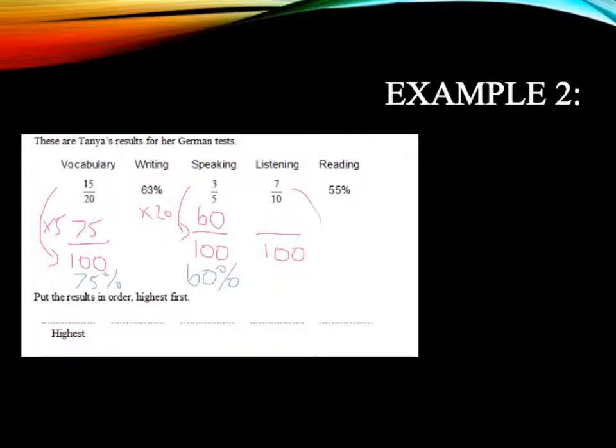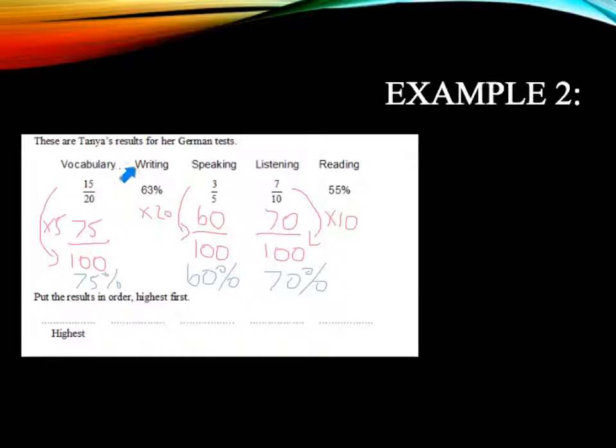What can I times 10 by to get to 100? I can times it by 10. I do the same to the top, which is 70, which means that my percentage is 70%. Now it's a case of looking at all of these different percentages. Vocabulary, 75%. Writing, 63. Speaking, 60. Listening, 70%. Reading, 55. So putting these results in order, highest first, we can do one of two things.